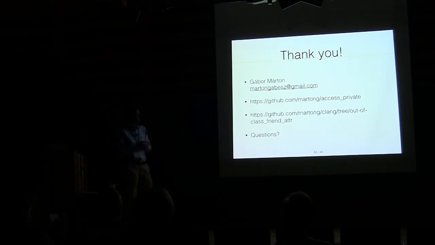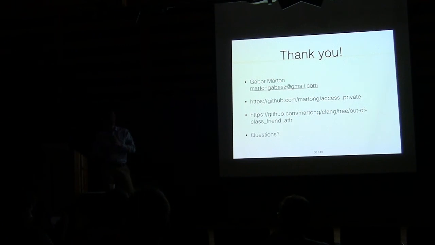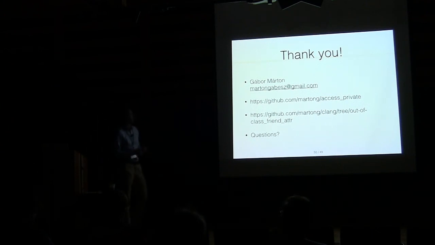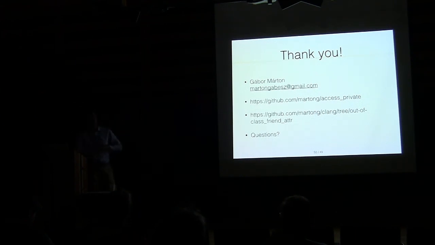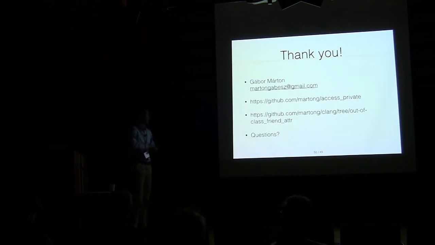And what happens actually is that in the semantic action of that attribute, we create the very same AST node, which is created when you have an in-class defined friend function. So it's pretty easy. It's like, I don't know, less than 50 lines of code. But this is a proof of concept implementation.